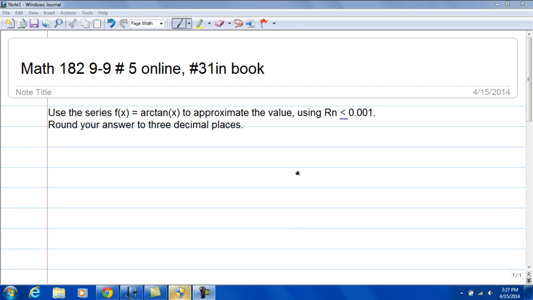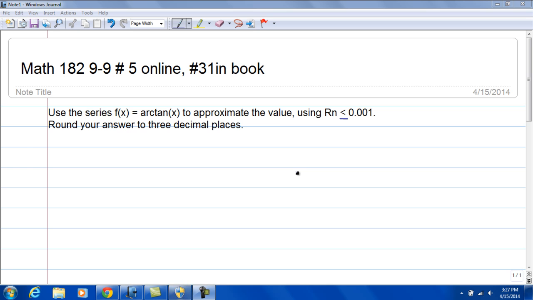Now we're doing number 5 from 9-9. This is the online homework. The equivalent problem in the book is number 31. It says use the series f of x equals arctangent of x to approximate the value using the remainder R_n less than or equal to 0.001. Write your answer to 3 decimal places.